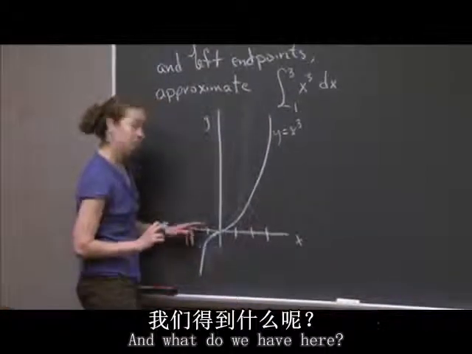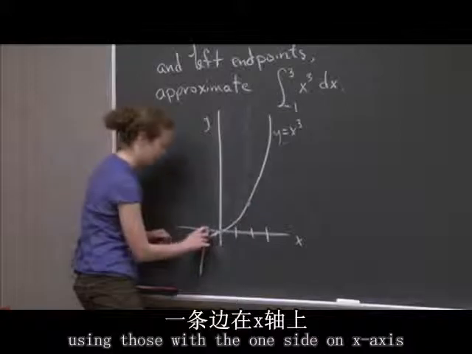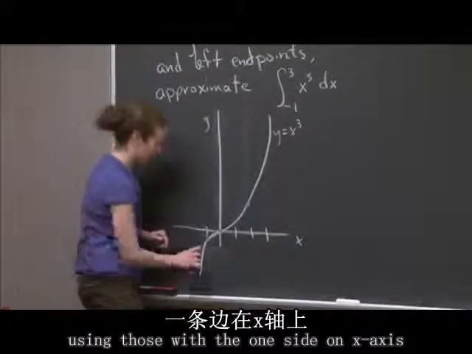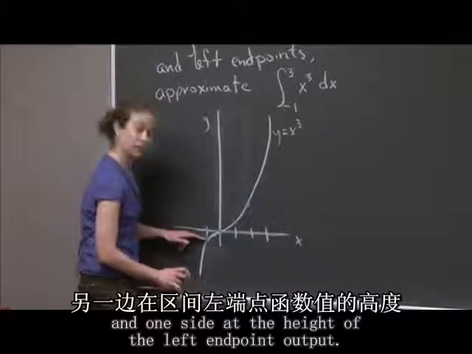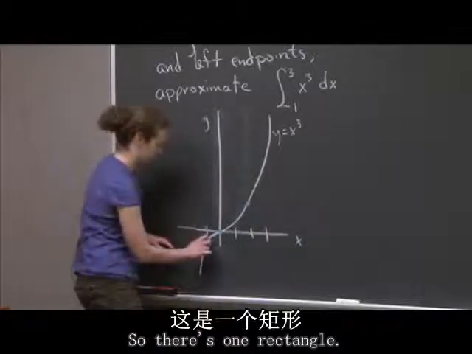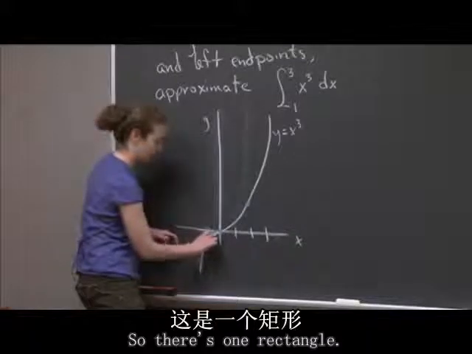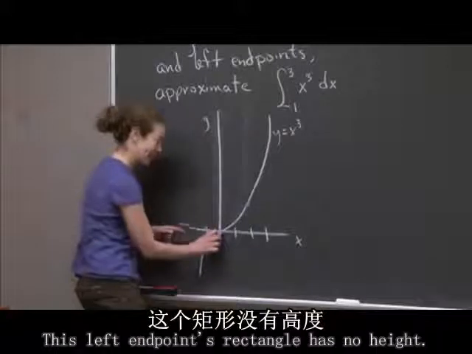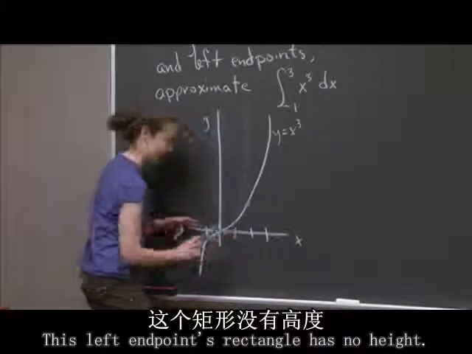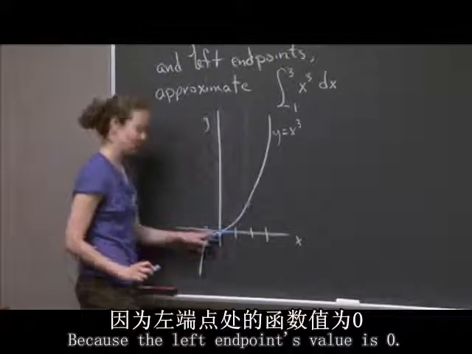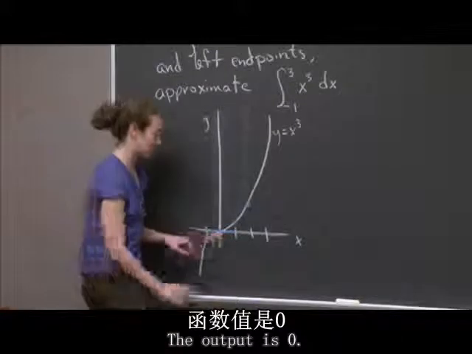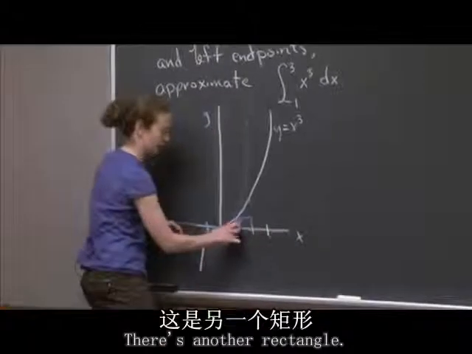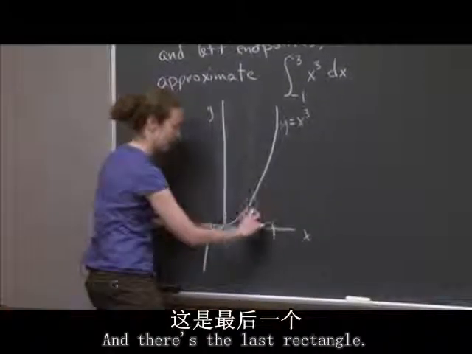And what do we have here? I'm going to now draw rectangles using those, with one side on the x-axis and one side at the height of the left endpoint's output. So there's one rectangle. Oh, I almost did something wrong here. This left endpoint's rectangle has no height because the left endpoint's value is 0. The output is 0. There's another rectangle, and there's the last rectangle.